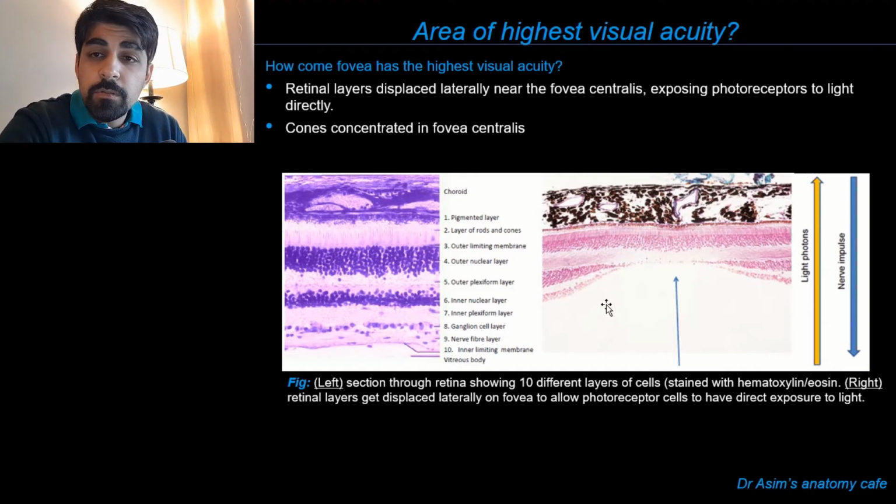Then as we go towards the center of the retina, the number of cones per unit area starts increasing. They are much more in number compared to the rods in the macula, and by the time we reach the centermost part of the retina, which is the fovea centralis, there are no rods whatsoever, and the cones are maximal in terms of their density, and that contributes to the highest visual acuity of this region as well.